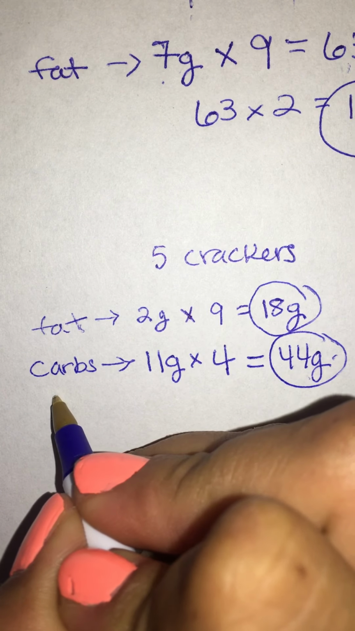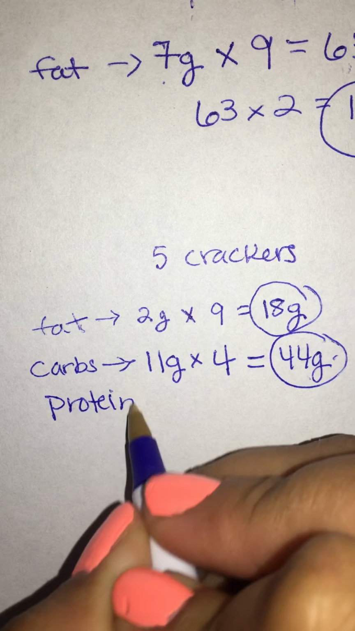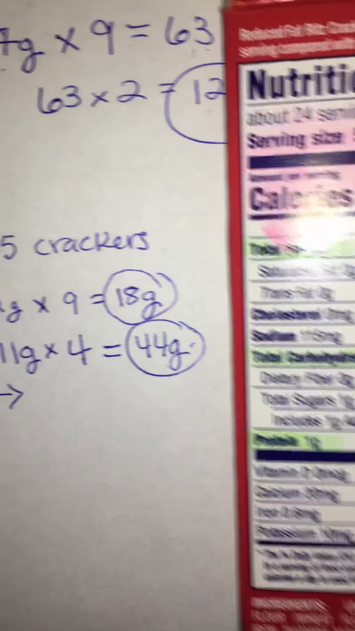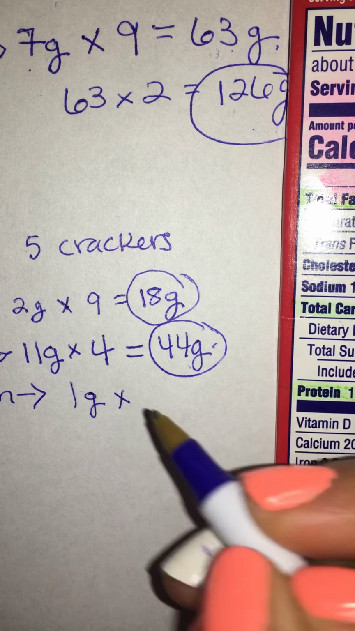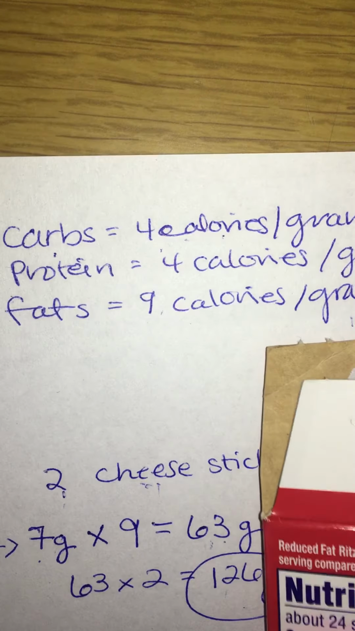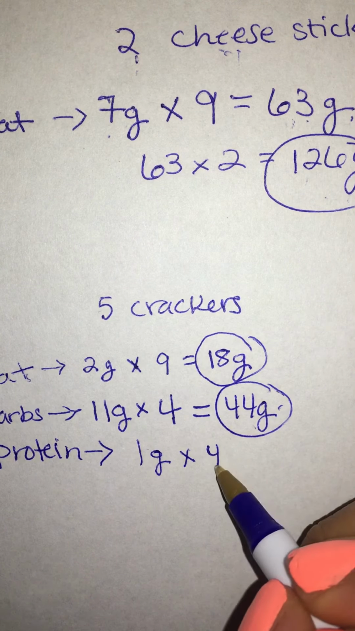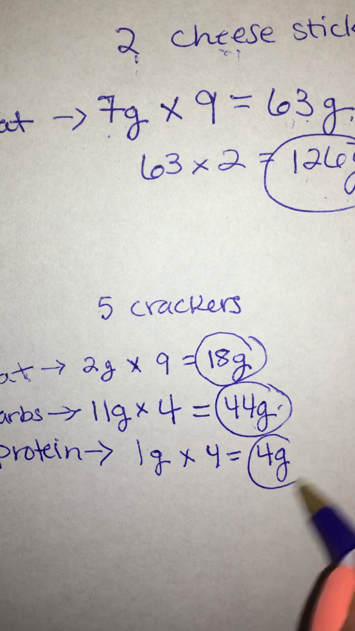Now we're going to go on to our protein. This says we have 1 gram, so 1 gram times 4 calories, and that gives us 4 calories of protein.